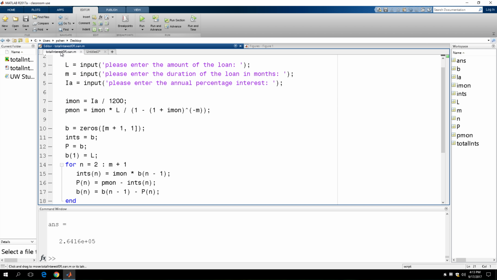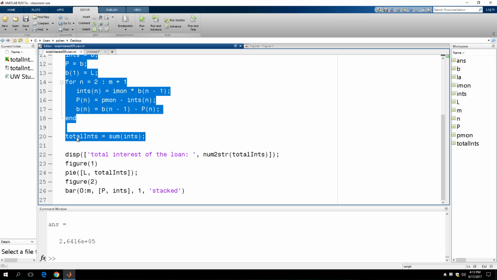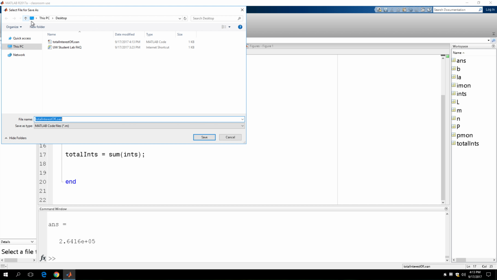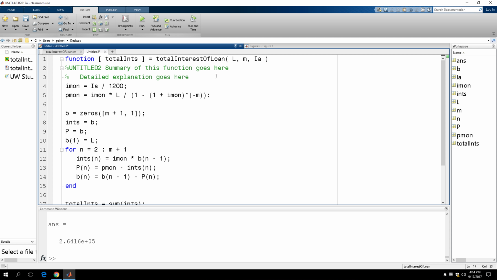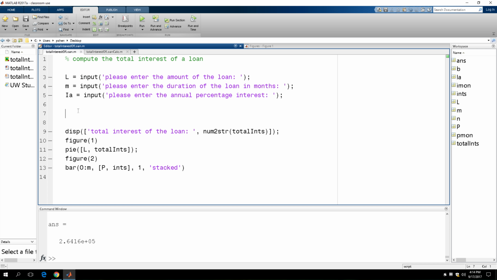Just make it consistent. And then all we have to do is to cut the code starting from the calculation of the monthly interest rate towards the calculation of the ints. Control X to cut it, and then paste it back. And then save this particular function. The function happened to have the same name as the script, so maybe it's a good idea to change it to a different name: total interest of loan calc, right, calculation. Yeah, save it. And then back in the total interest of loan script, we can call that function, right?